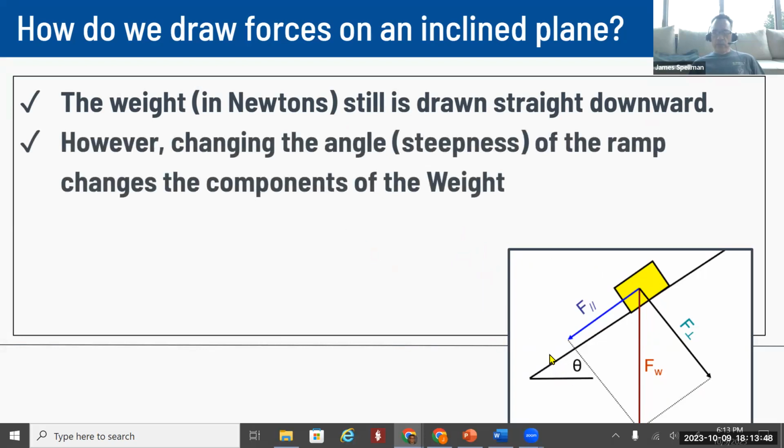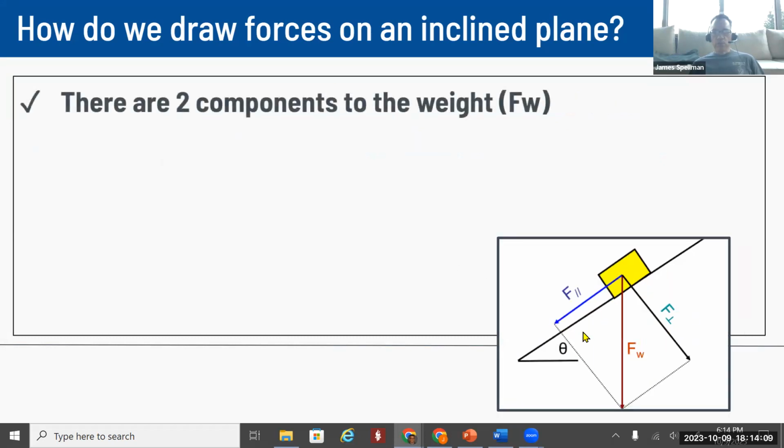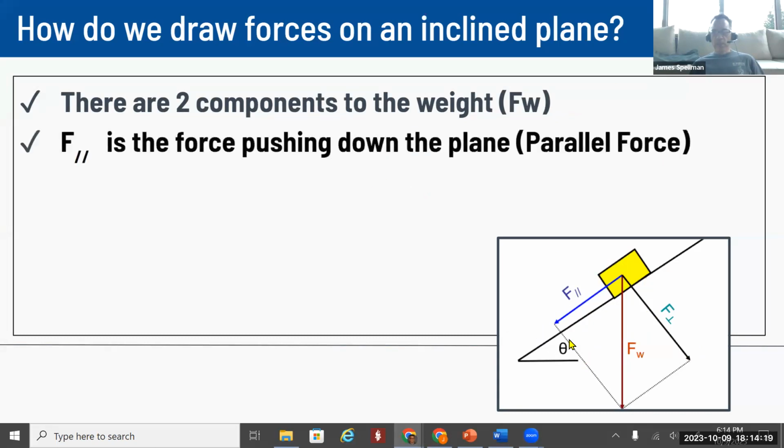However, as we change the steepness of this angle, then it might make it either easier or harder to move down the ramp. And so what happens here is as we change this theta, the angle that we have here, the blue line and the green line end up changing a little bit, although the red line never changes at all, right? So we can break this weight out into two different components. There's the component that pushes into the ramp, and there's the component that wants to slide down the ramp. And again, changing the angle changes either how much of it is going into the ramp or how much of it is coming down the ramp.